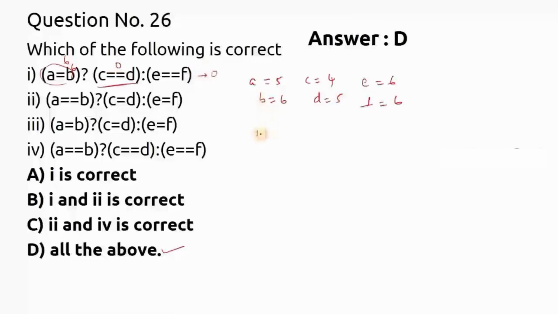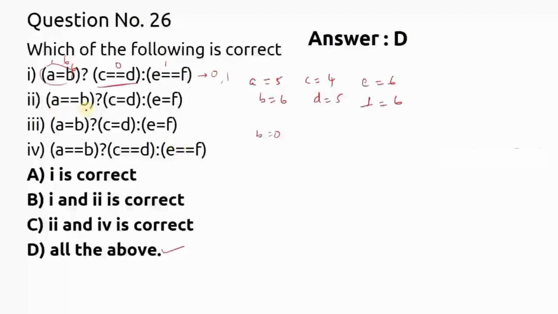But let us consider if the b value is 0. So what happens here? B is 0. So 0 will be assigned to a. So the expression value will become 0. So 0 means this has to be executed. What is e double equals to f? 6 double equals to 6. It's a relational operator. So 6 double equals to 6. Yes. So this will become 1. So the final output will become 1.